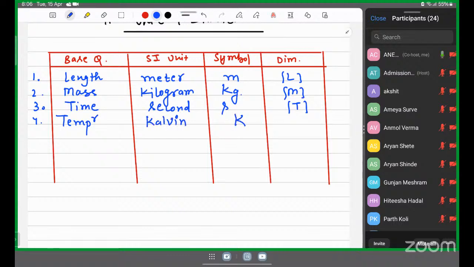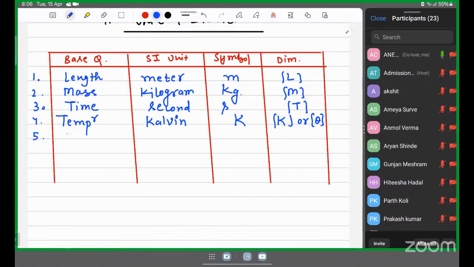Symbolical representation is K. Dimension cannot be given as T, because capital T is already used for time. So if I give temperature also its dimension as T, then the problem will be, if there is a T in the question, I will be confused whether this T is working for time or this T is working for temperature. So for temperature, we have to give some other dimension. So we either give it K or we give it theta. In some books, theta is also given.